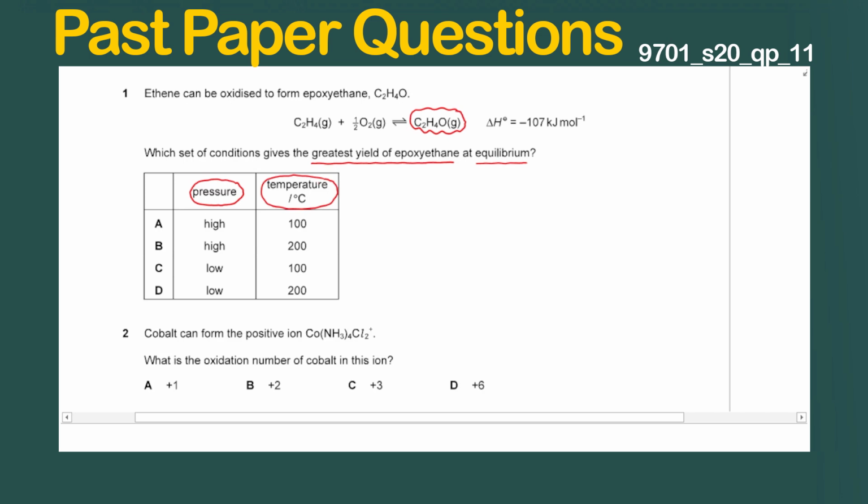Whenever the pressure increases, the reaction always moves from the greater number of moles to the lesser number of moles. On the reactant side, there is 1 mole of ethene and half a mole of oxygen, so in total 1.5 moles of reactants, and on the product side we have only 1 mole. So by increasing the pressure, the reaction will move in the forward direction. For the temperature, delta H is negative, so the reaction is exothermic. Exothermic reactions are favorable at low temperatures, so option A must be the answer.